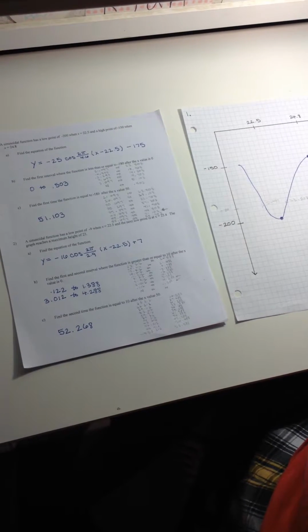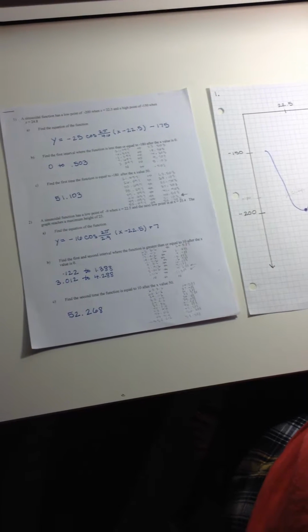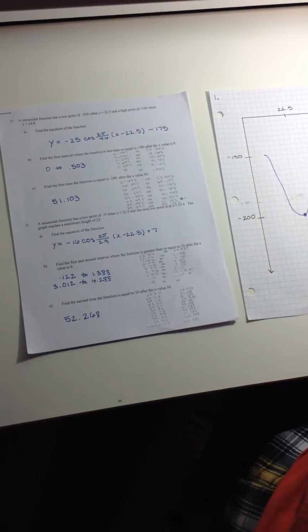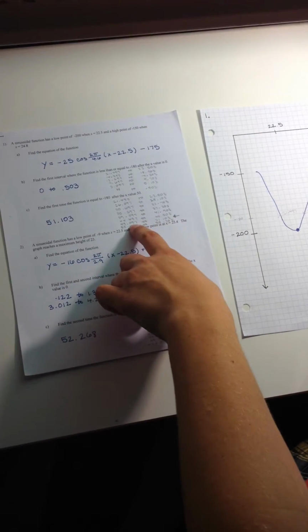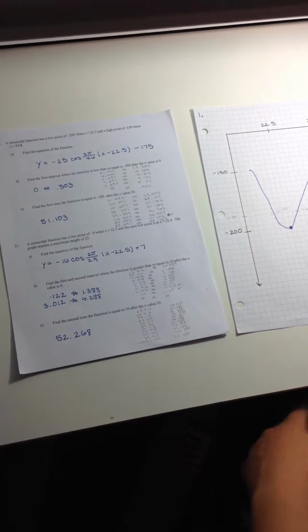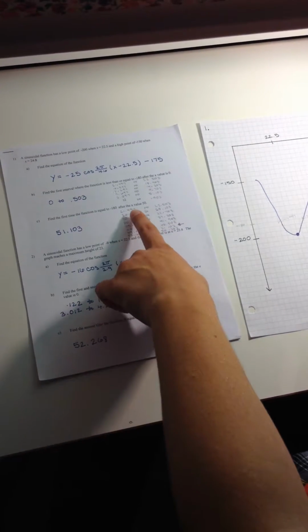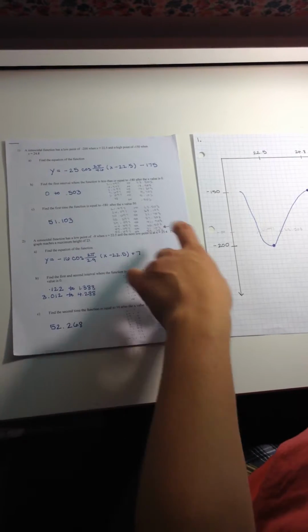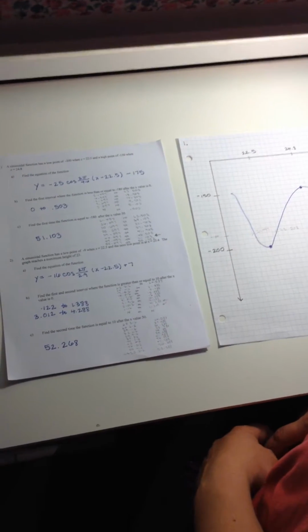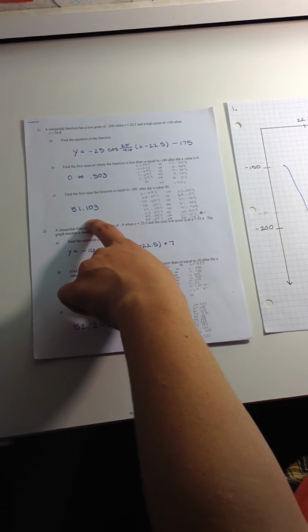Then for C, it asks you to find the first time the function is equal to negative 180 after the x value is 50. Now we already found our first interval, so now we can just go up to 50. This time we are adding 4.6 because we're trying to go up to 50, not down to 0. After you add all of your numbers to find the 50, you can see that the number closest to 50, the first one, is 51.103, making that your answer.